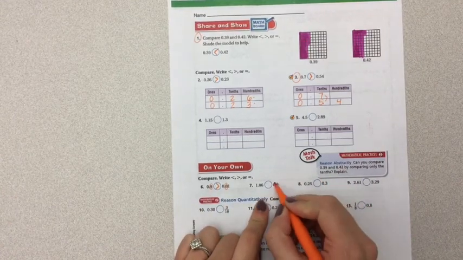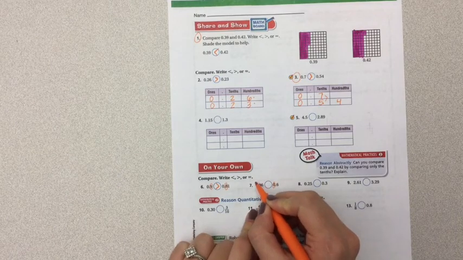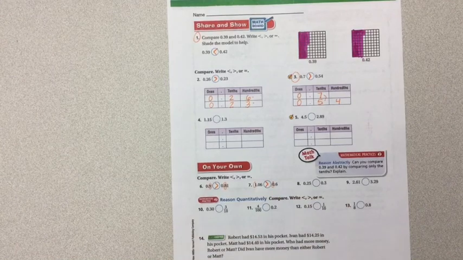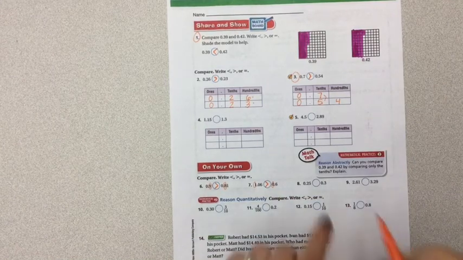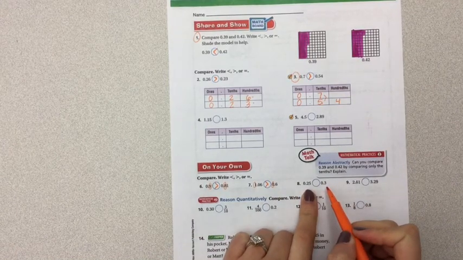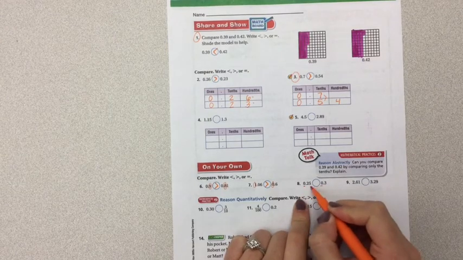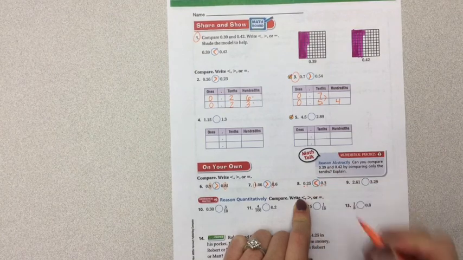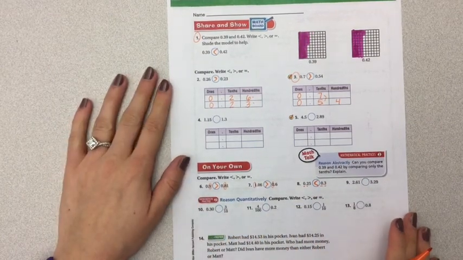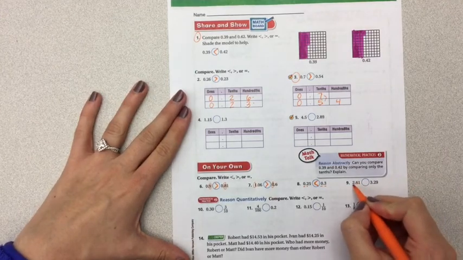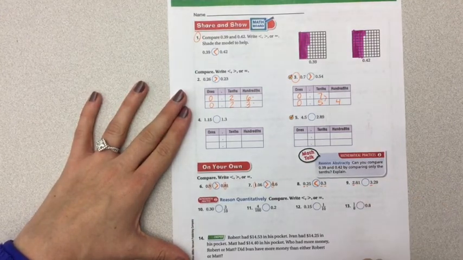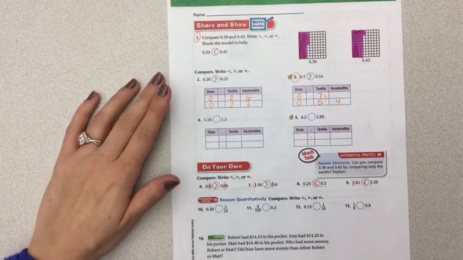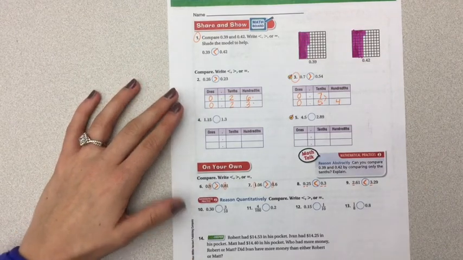Looking at number 7, looking at the whole number first, so we have a 0 and a 1, so we know right away that 1 and 6 hundredths is going to be greater than 6/10. Looking at 25 hundredths and 3/10, 0 is the same, so we go to the tenths place. 3 is greater than 2, so that means 3/10 is greater than 25 hundredths. And for number 9, we have a 2 and a 3 as our whole numbers, so 3 is greater than 2, meaning that 2 and 61 hundredths is less than 3 and 29 hundredths.